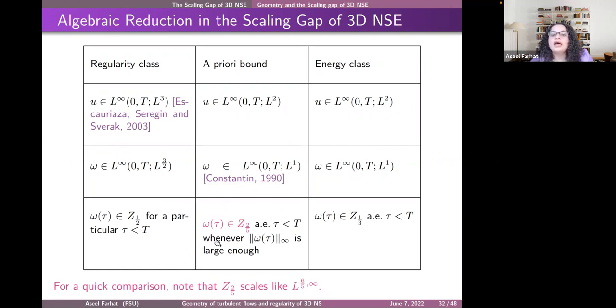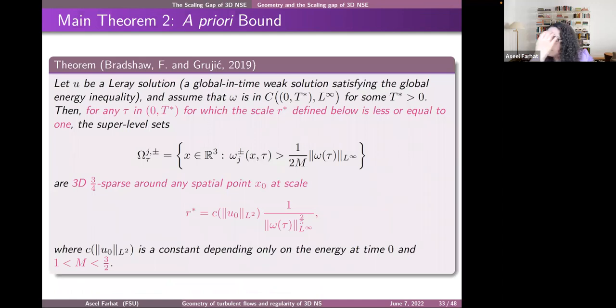Now, to talk a little bit about how we get this bound, let me first explain how this bound comes. It's not a bound for all time. This bound becomes available eventually in time. The way it goes, you start with a Leray solution starting with finite energy, and you wait for ω in L^∞ to keep growing, because we don't have control over it. It's natural to assume that it's growing to infinity.